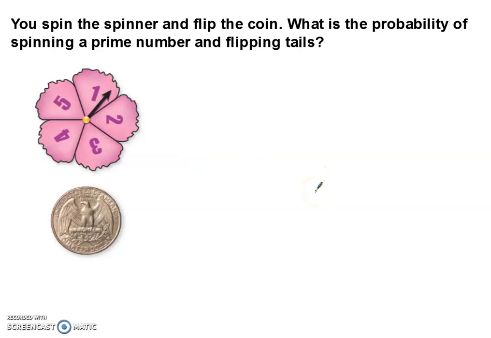It says, the first one says, you spin the spinner and flip a coin. What's the probability of spinning a prime number and flipping a tails? So the spinner and the coin, these are independent events because they have nothing to do with each other. What I spin on the spinner does not impact what I flip on the coin. These events are independent. So we're going to do what we've been doing. We're going to find the probability of spinning a prime number, find the probability of flipping a tails, and multiply them.